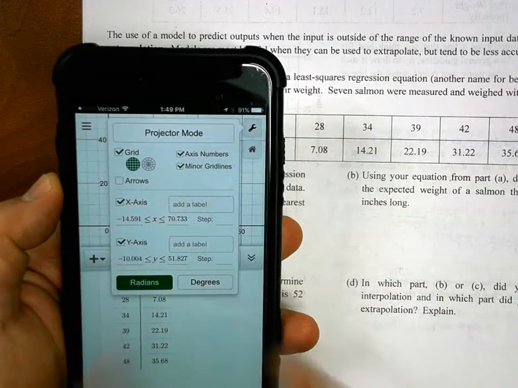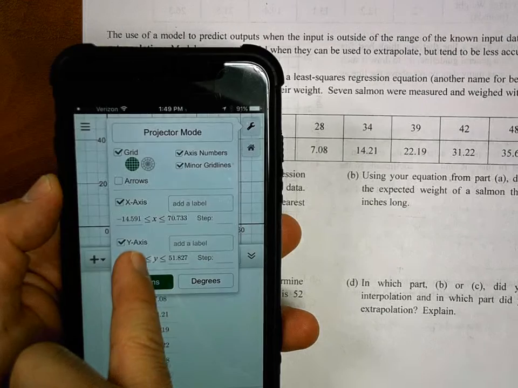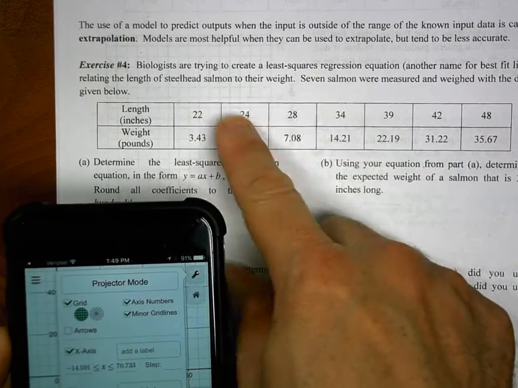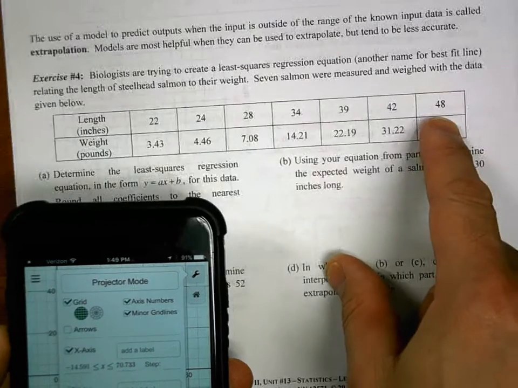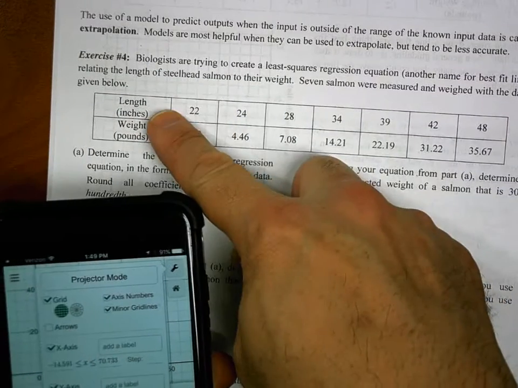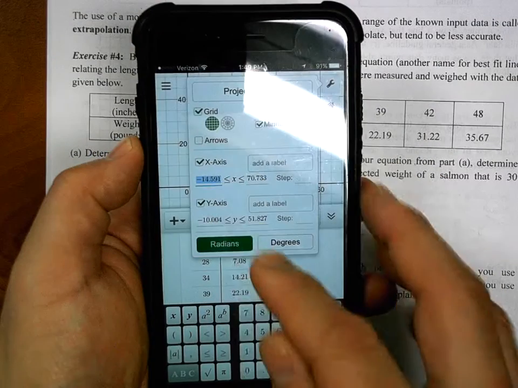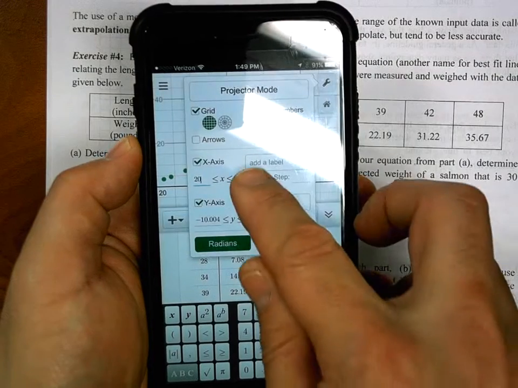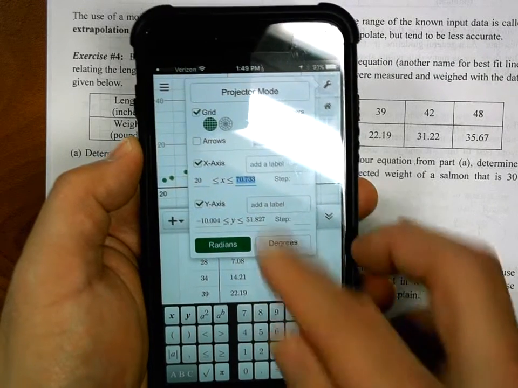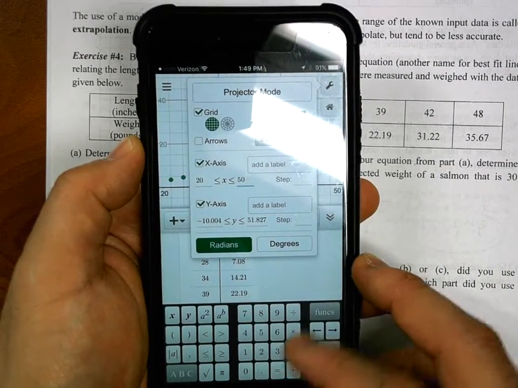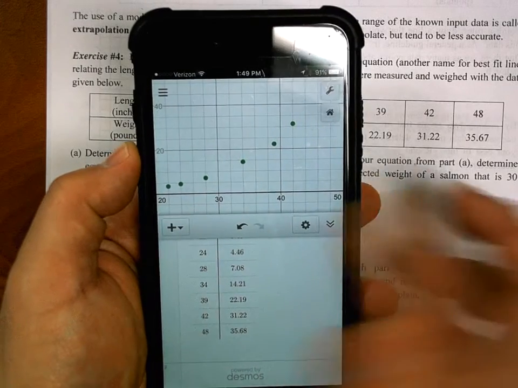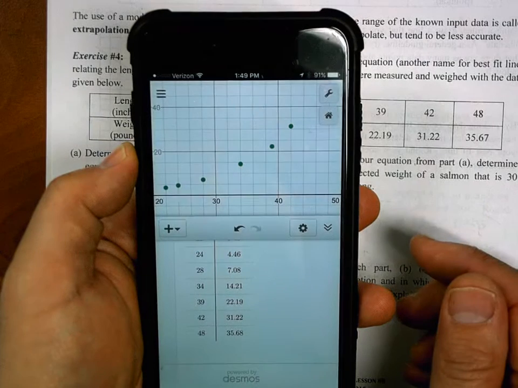Okay, and then it has X-axis and Y-axis. Our X numbers, we have 22, 24, goes all the way up to 48. So how about we go from maybe 20 to maybe 50? Just tap on that. So the low is 20, and then the upper one is 50, and then just click off of that. So your window goes from 20 to 50, and that covers everything we want.